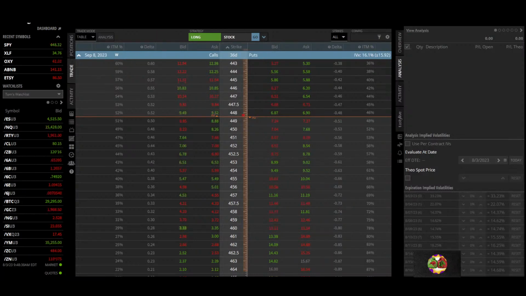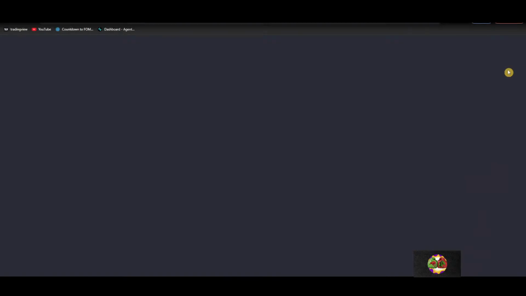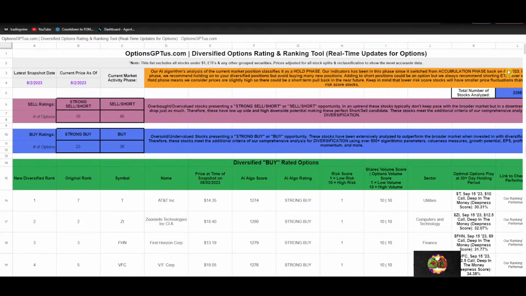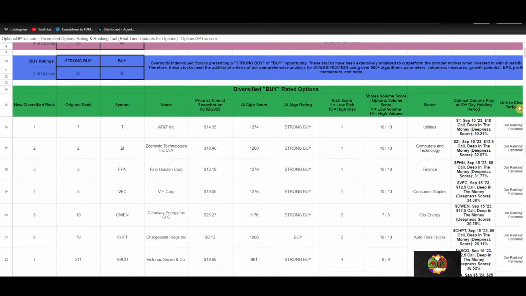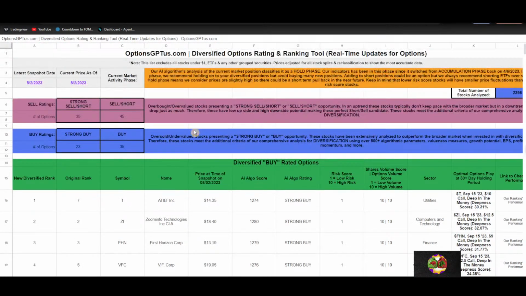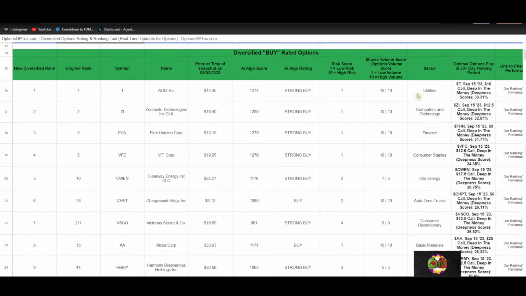Yeah, let's go. Oh, wait, Brian has a question. Oh, wait, you want me to post that? All right. There we go. So here's what they got right now. The options bot, or algo, or AI, actually. GPT AI. These are strong buys.